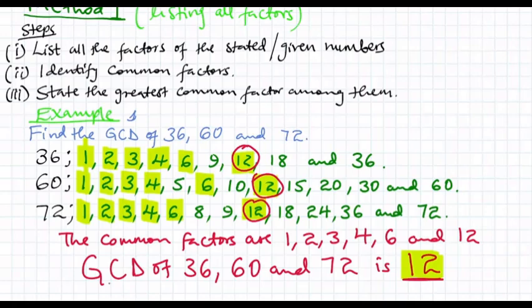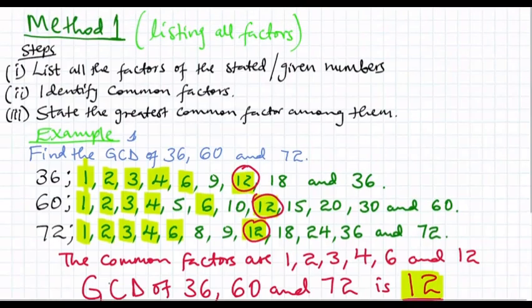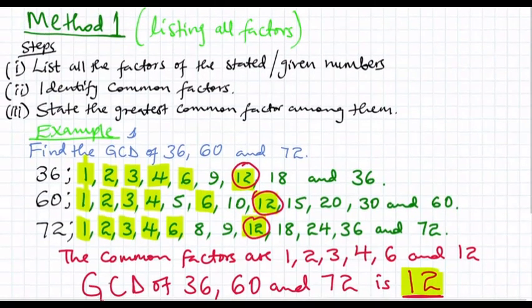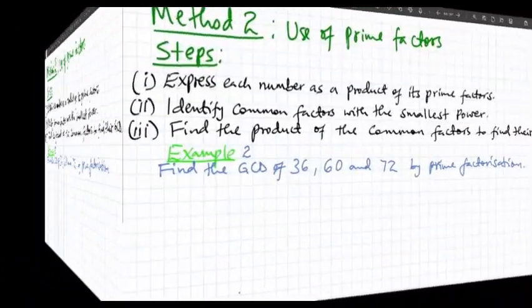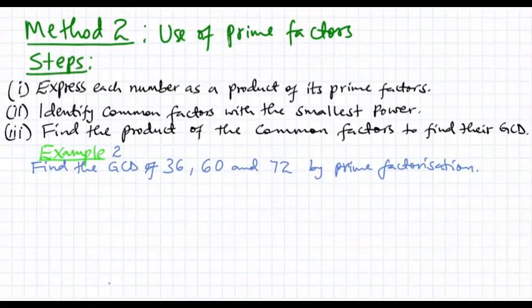Then we move on. Method 2. Still, we are going to use the same question, but using the method of prime factors. The first step is to express each number as a product of its prime factors.